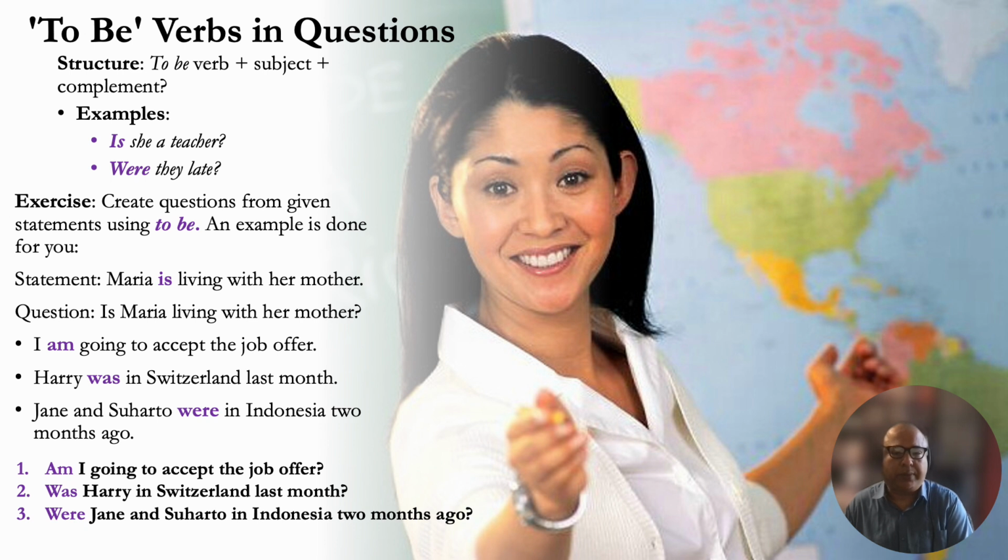Here are the answers for your reference. You see how each of the to be verbs have moved to the front of the sentence, to the beginning of the sentence. I am going to accept the job offer. Am I going to accept the job offer? Question mark. And so on and so forth.